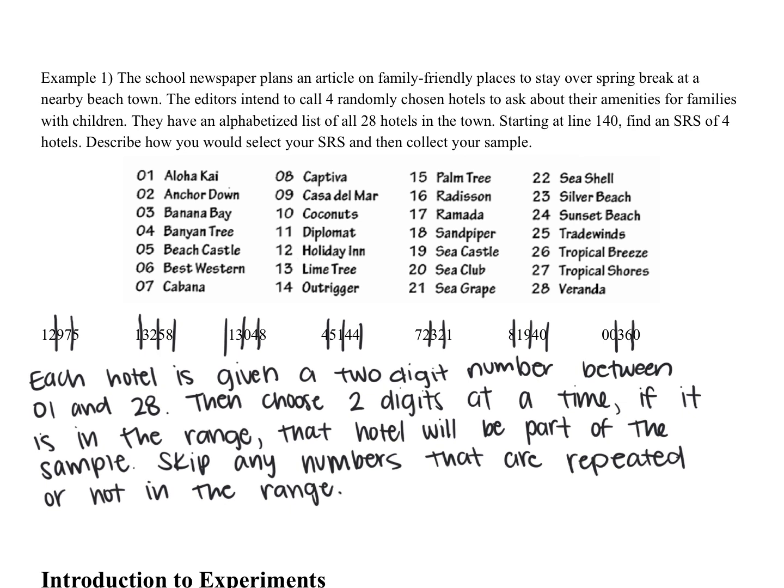So anytime I ask you to describe how you would select your SRS, this is basically what I'm looking for. You tell me how you're assigning digits, how many digits you're going to choose at a time, and then talk about how numbers that are repeated or not in the range are going to be skipped. And then you'll go ahead and do it.